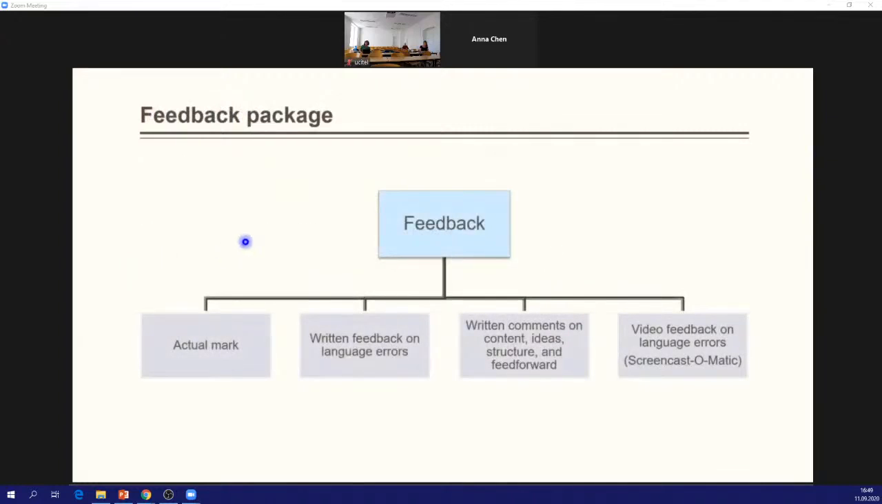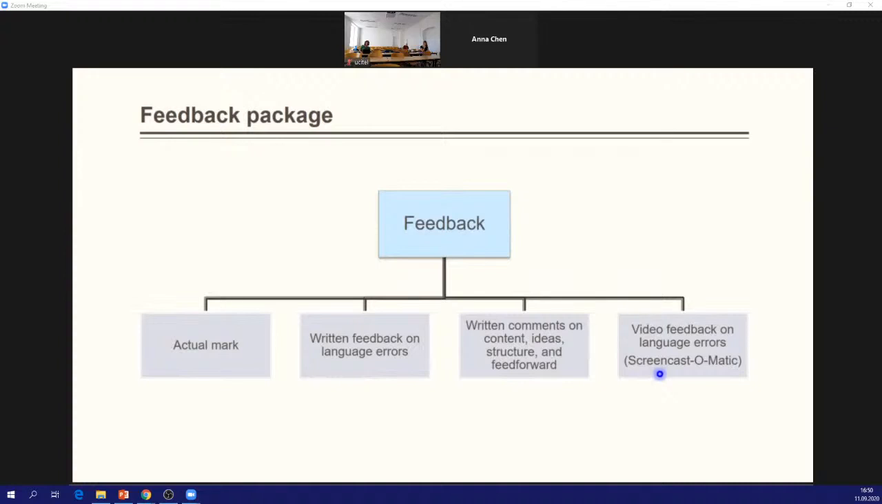Now, on each student's work, my feedback consisted of four parts. The first part is an actual mark. I give a mark out of 100 based on given marking criteria. The second part is corrections on language errors or indication of errors. This was written on the student script. The third part is summary comments. It was a separate piece of written comments in which I focused on content, ideas, and structure of the writing and fed forward what to do to improve their work.